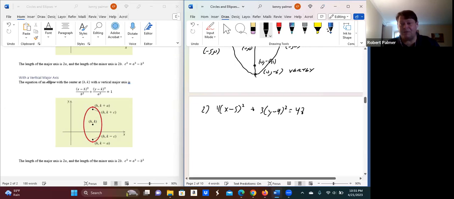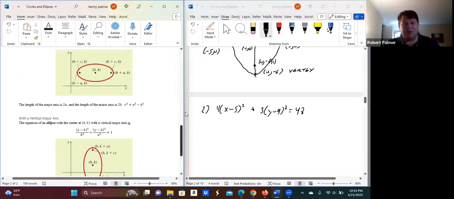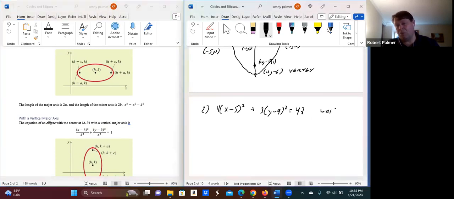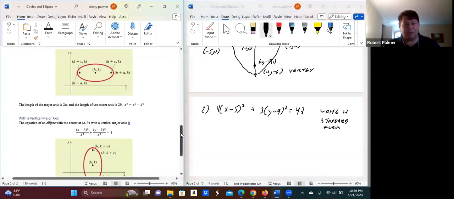Now, you see that that's obviously not in the form of either one of these. In fact, we're not even sure yet which case it is, whether it's a long axis or short axis, to figure that out. So I'll write it in standard form, and basically make it look like one of these equations over here.